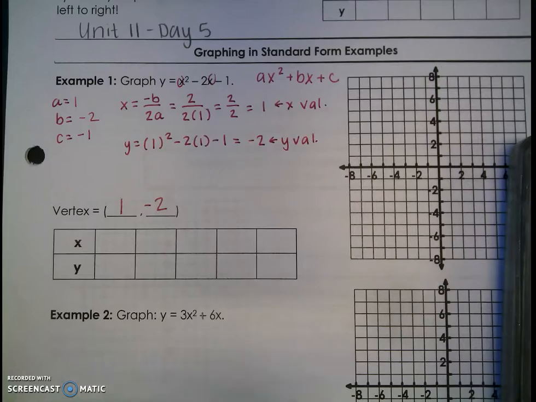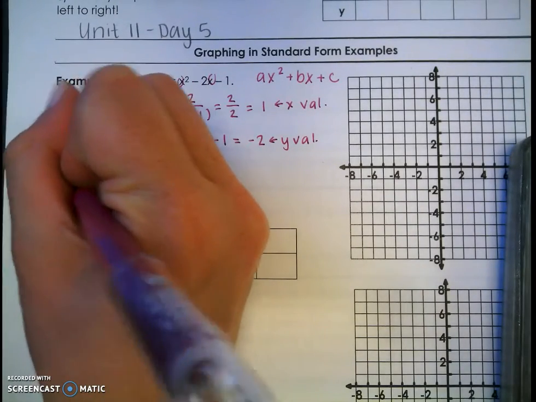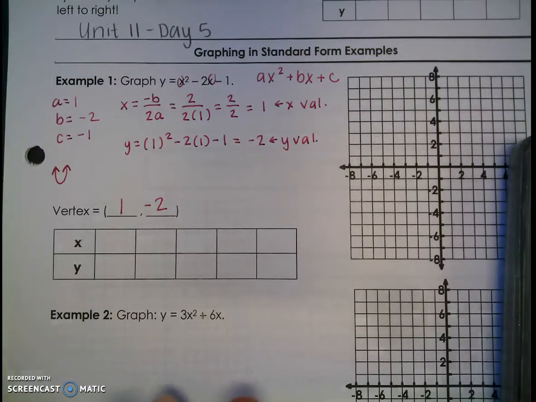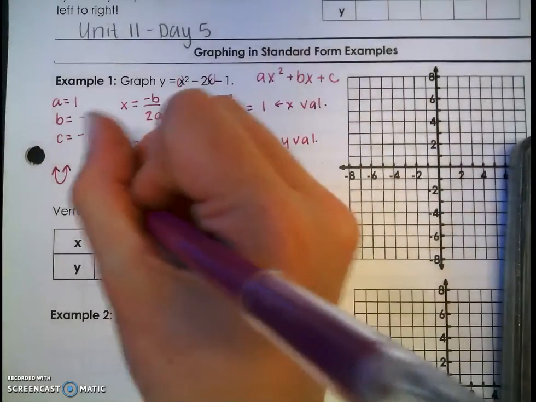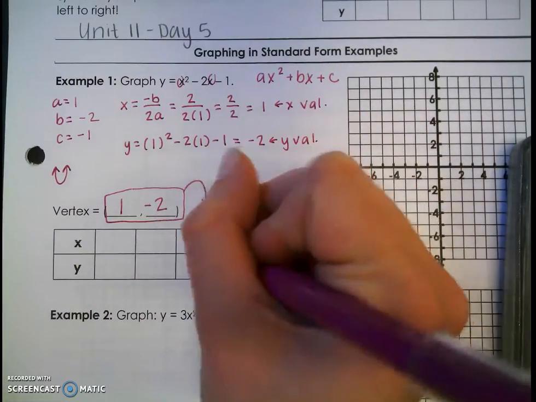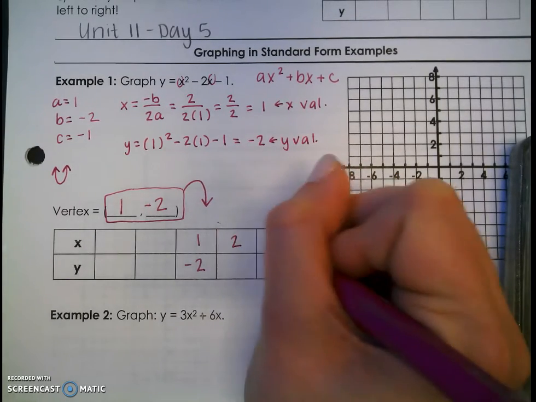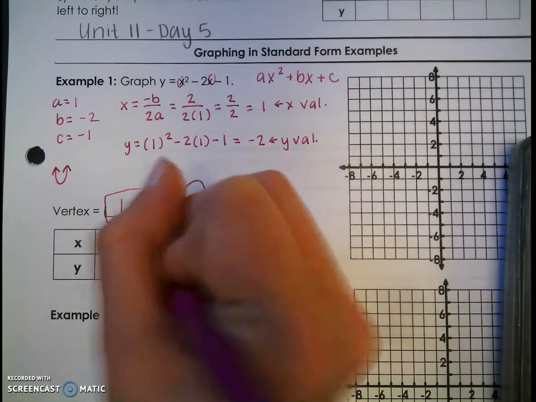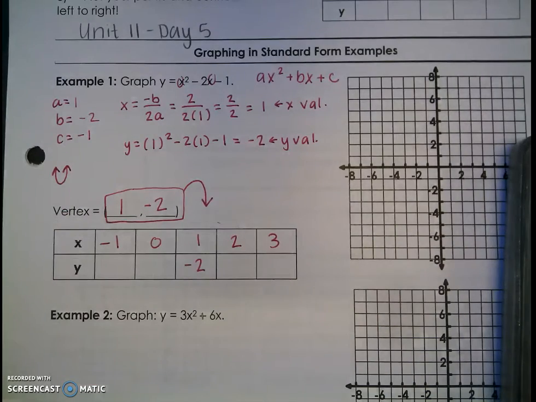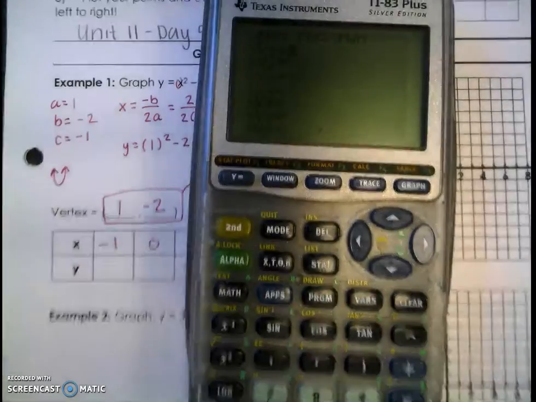-2. I know that since my A is positive, I'm going to have that U-shaped graph. So if I get done graphing this and it's not the U-shape, then that means I messed up somewhere. So remember that your vertex goes in the middle of your table. We add 1 to get bigger, so 2, 3. We subtract 1 to get smaller, 0, -1. I'm going to use the table feature on my calculator.